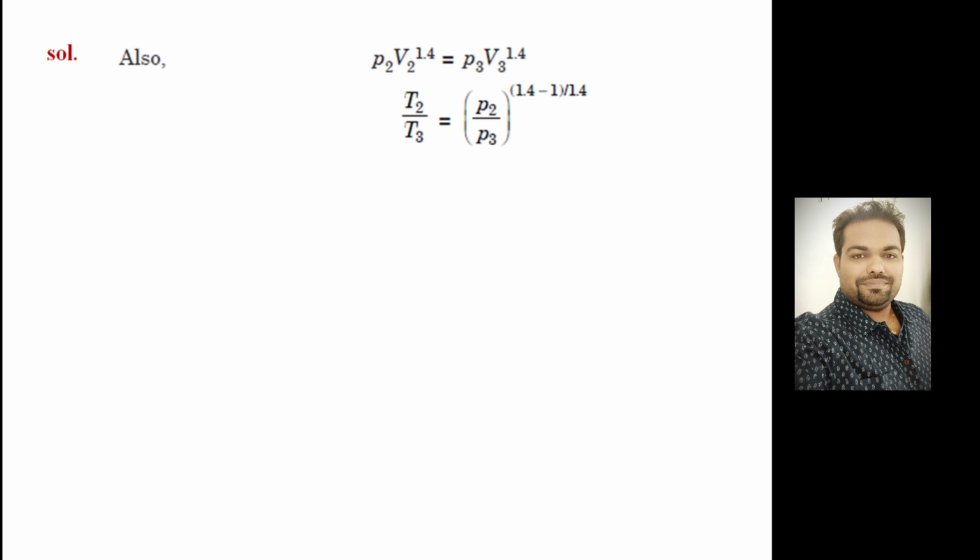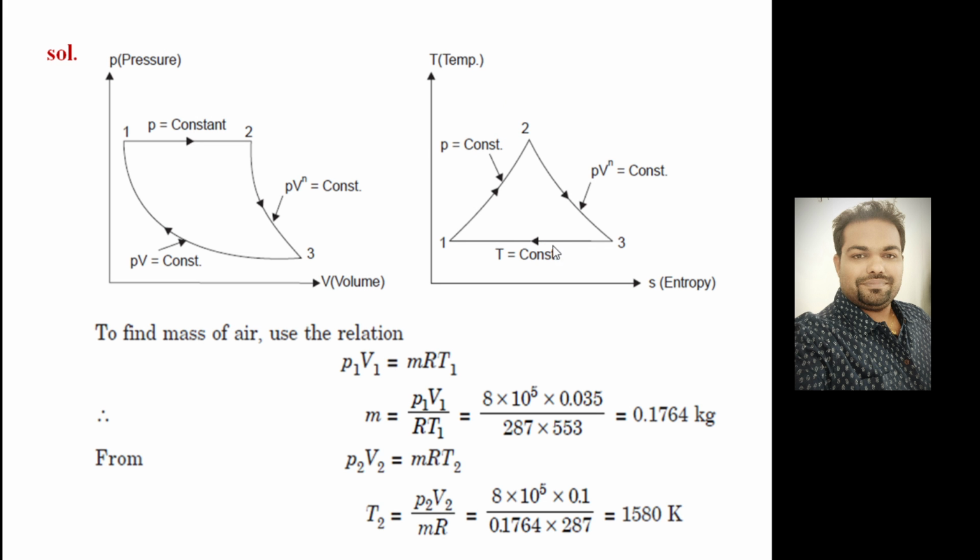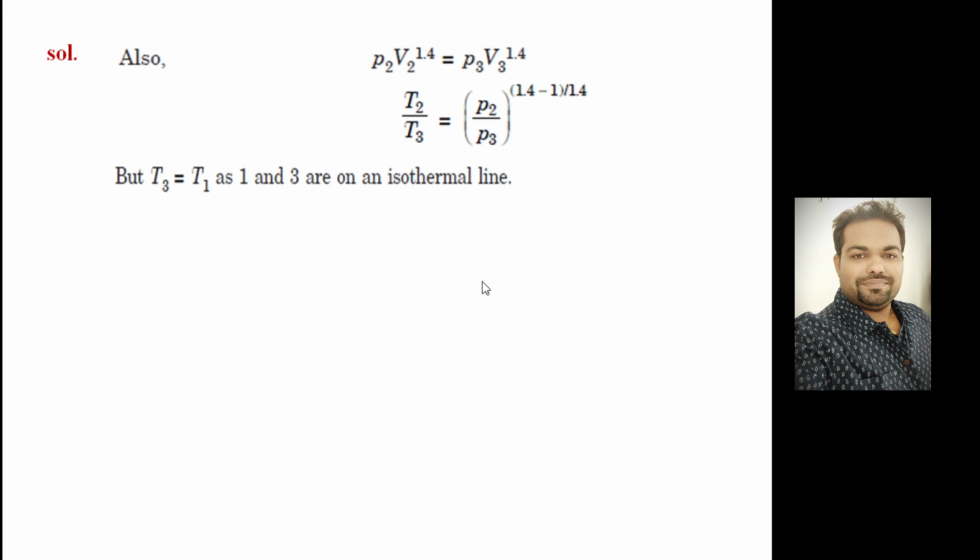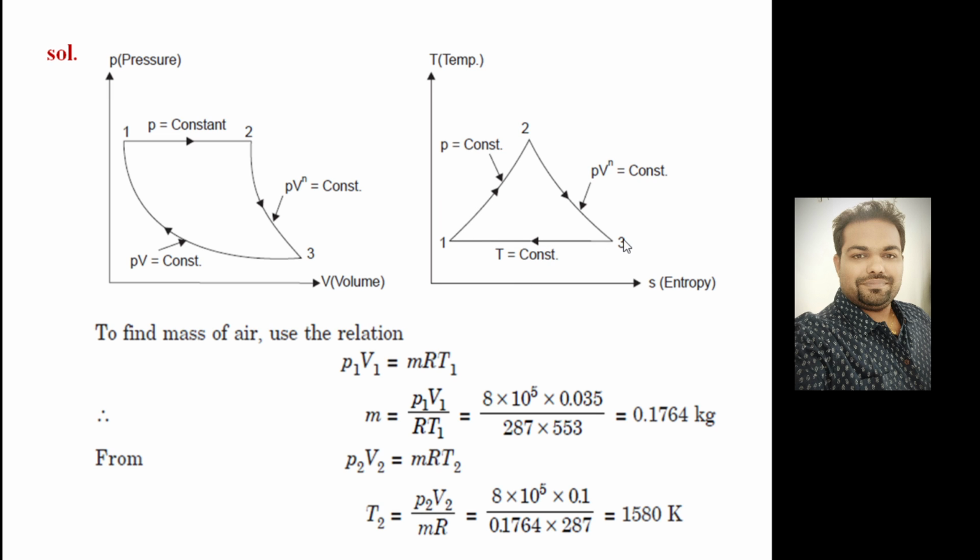Now go to the polytropic process. In the polytropic process, unknown parameters need to be calculated. P2 V2 I know, P3 is not given, and V3 is not given, so I need to calculate these, and temperature also needs to be calculated. So T2 by T3 is equal to P2 by P3 to the power 1.4 minus 1 divided by 1.4, that is gamma minus 1 upon gamma. Look at the cycle, P3 will be here and P2 will be here. Another thing, T1 is equal to T3, which is already known.